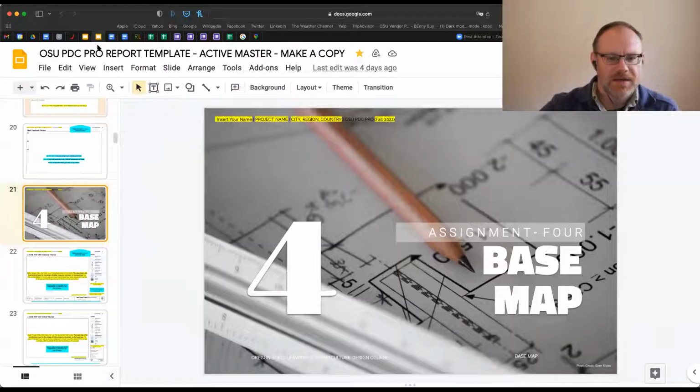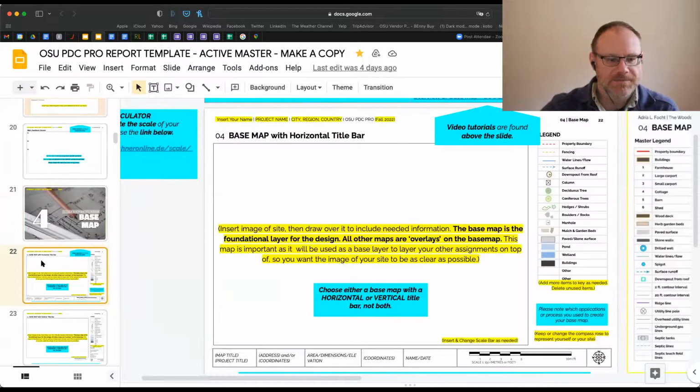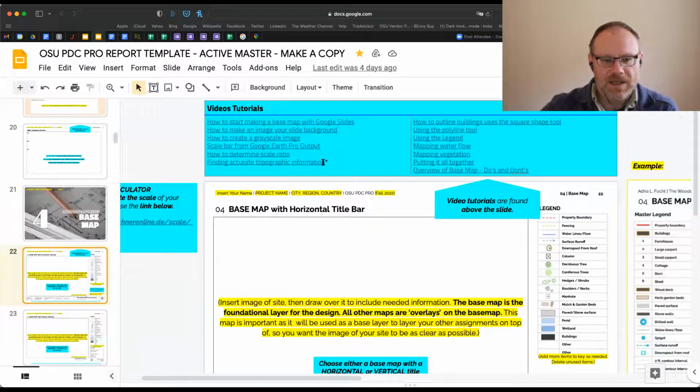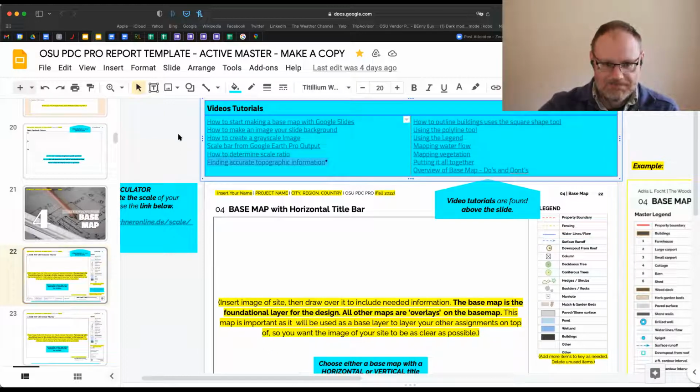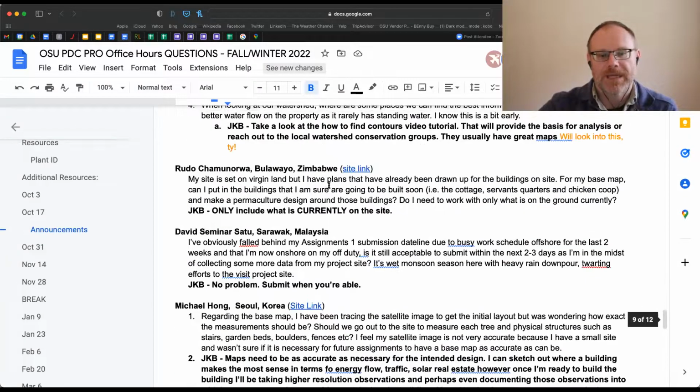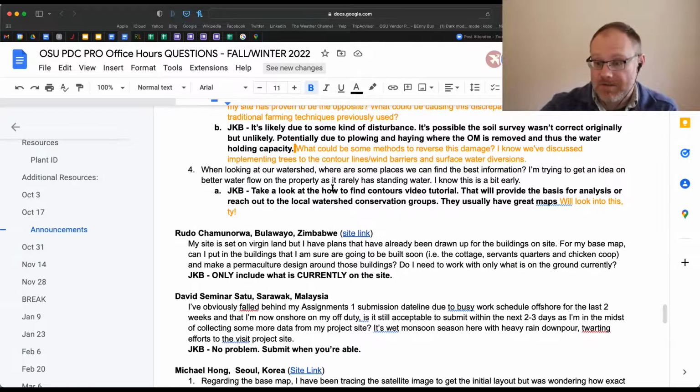This is found under base maps, slide 22. It's the last one on the first column, finding accurate topographic information. I'm not going to go through it again, because I'm just going to say what I said and it's already in the video. It takes a little bit of looking, a little bit of finding. If you don't find it, you can start to do drone surveys and things of that nature on your site, which would be easy to do for you because it's open canopy.